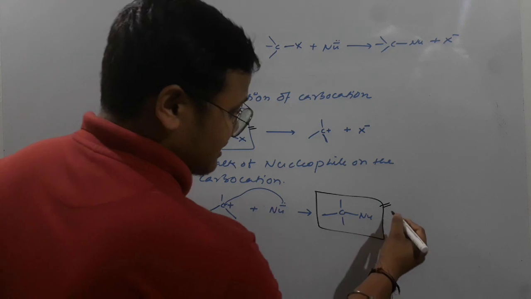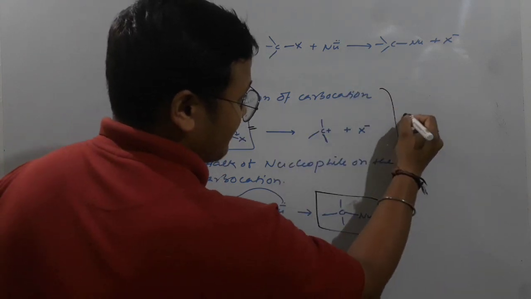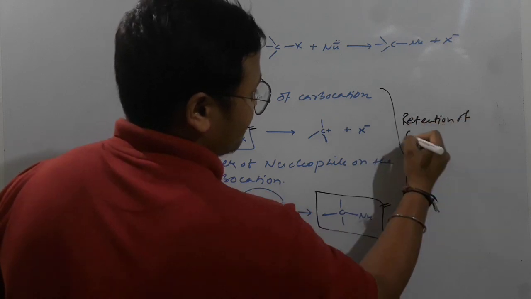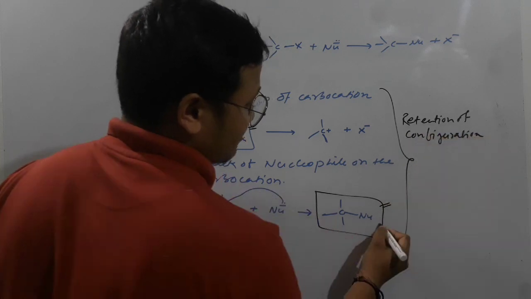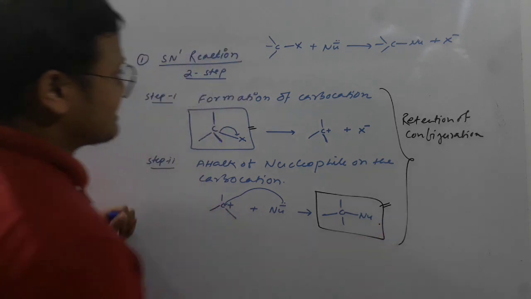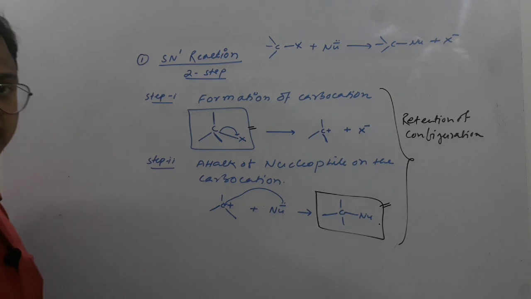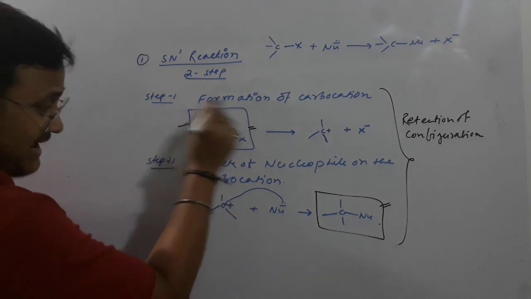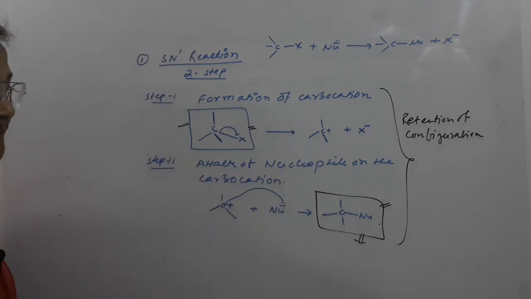So in this particular mechanism, what we are saying is retention of configuration. Now this is what we are talking about, retention of configuration. So we can say that in the SN1 reaction, retention of configuration takes place, which means to say we will have the same structure of the reactant, an alkyl halide, and the same structure of the product. Got it, I think, right? So these things happen here.